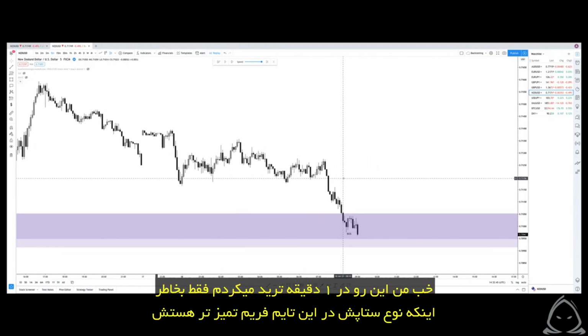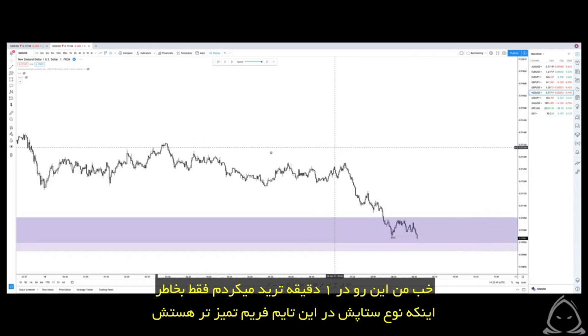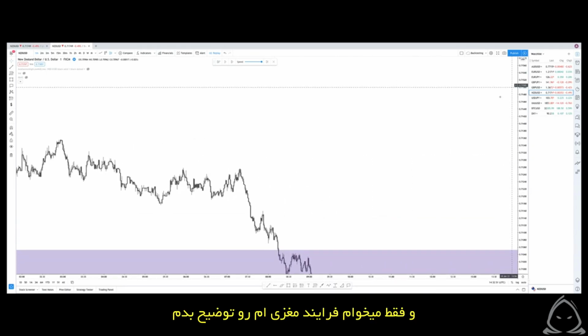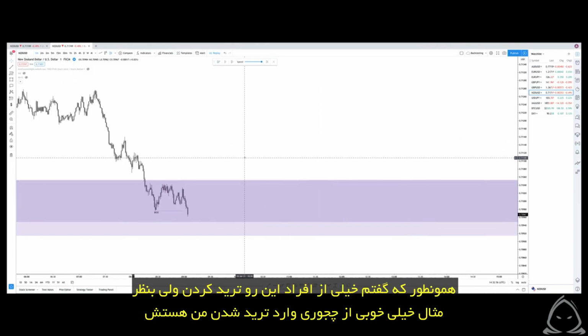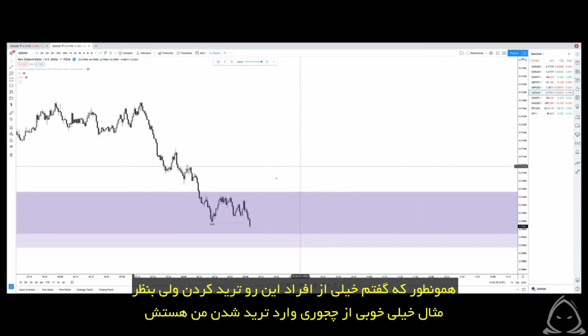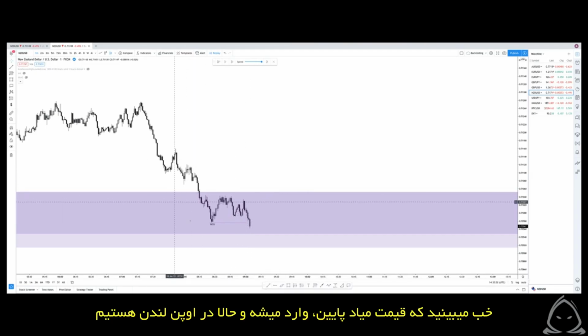So I actually would have taken this on the 1 minute, purely because the way it's set up was a lot cleaner, and I just want to go through my thought process. I know a lot of guys have already covered this, but I just think it's a really good example to show you what I look for before I enter a trade. So price comes in, it taps in, now we're well and truly London open.